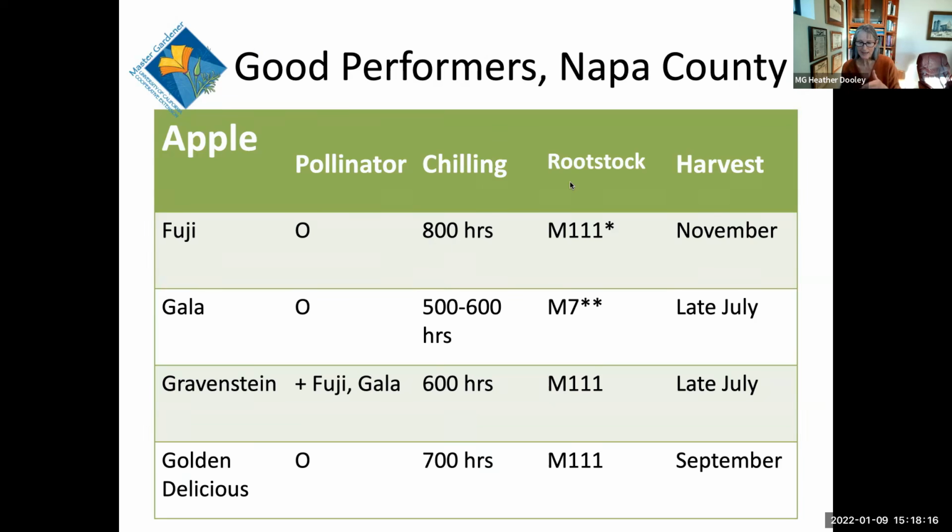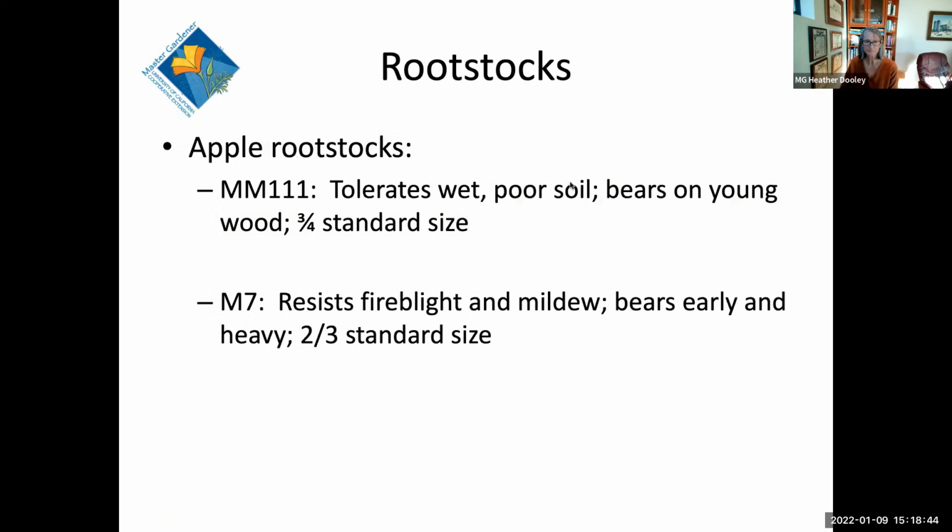If you want to stagger when you have fruit available in your garden, there are trees that you harvest earlier. Some are early, mid-season, or late. There are trees that'll need a pollinator. Fuji and Golden Delicious, again, don't. And then the different rootstocks. We'll talk about rootstocks in a second. Typically, it's for certain fungal diseases. So M111, the rootstock that was listed on the prior slide, tolerates wet soil, standard size. Now that other rootstock, M7, resists fire blight and mildew. So that might be a consideration you'd want to look at.